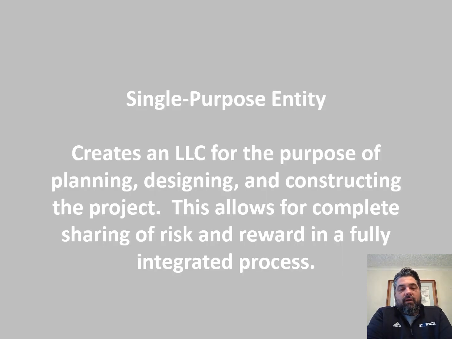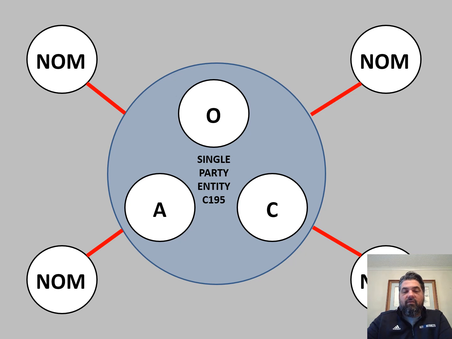The third form of IPD is single purpose entity. This creates an LLC, or a whole separate entity, for the sole purpose of planning, designing, and constructing the project. This allows for complete sharing of risk and reward in a fully integrated process. And so I think that's really important to note. All these parties are now in the same boat, right? They're in the same company, and they are a single party entity that's defined by a contract called C195.